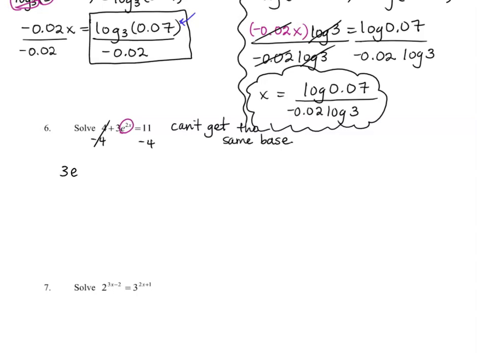So I'll subtract 4 from both sides of this equation, which gives me a 7 on the other side, and then I'm going to go ahead and divide both sides of this equation by 3.